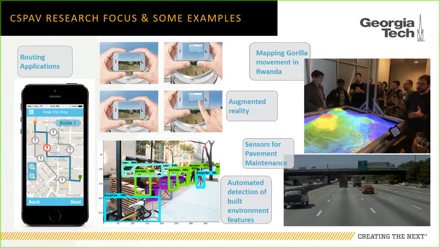So this is to help inventory the surrounding environment, the built infrastructure around us. And then the bottom right, an example of some payment related data collection. So this is for primarily Georgia Department of Transportation from the payment management perspective.